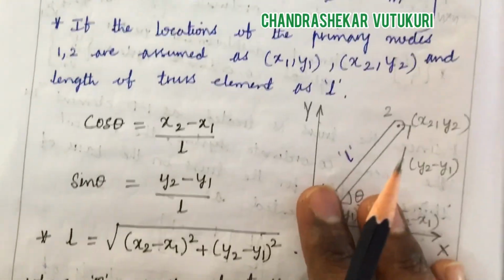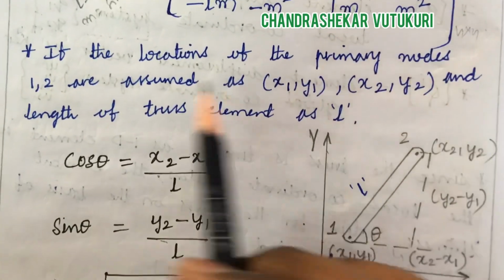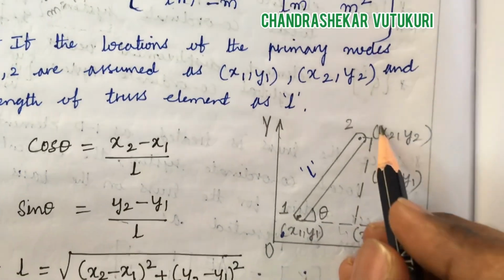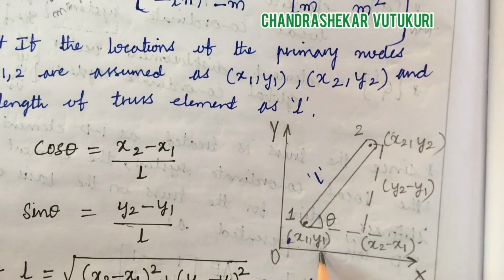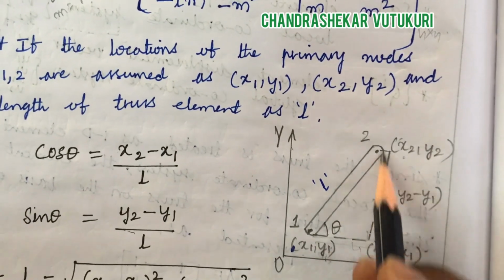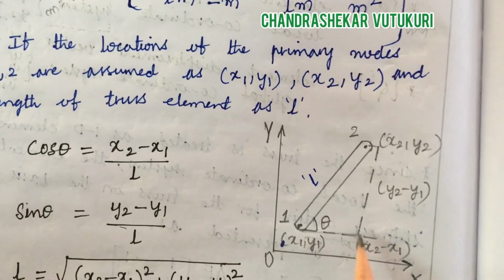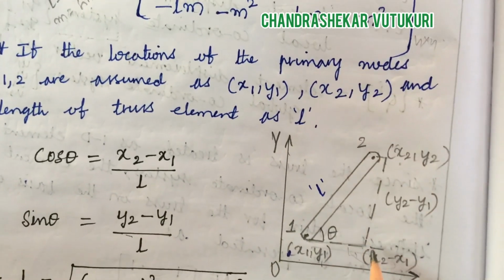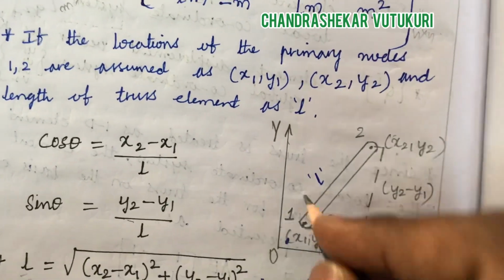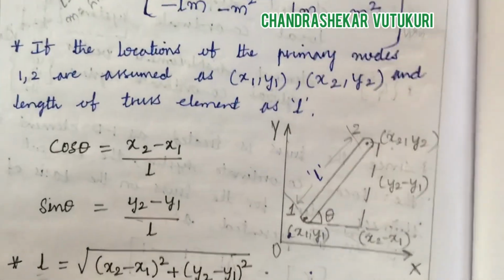Now how do we calculate the length? If the locations of the nodes 1 and 2 are assumed as coordinates x1, y1 and x2, y2, then this distance is x2 minus x1 along the x-axis, and this distance is y2 minus y1 along the y-axis. And this complete thing is the length of the element.